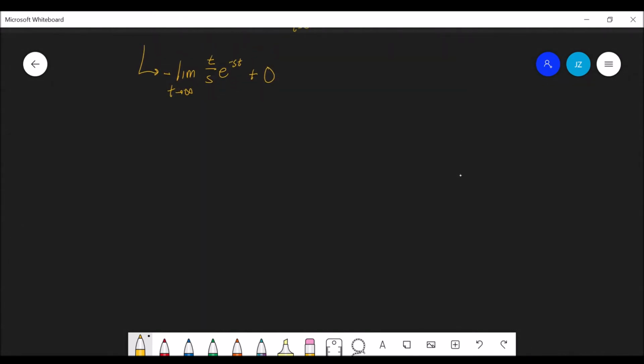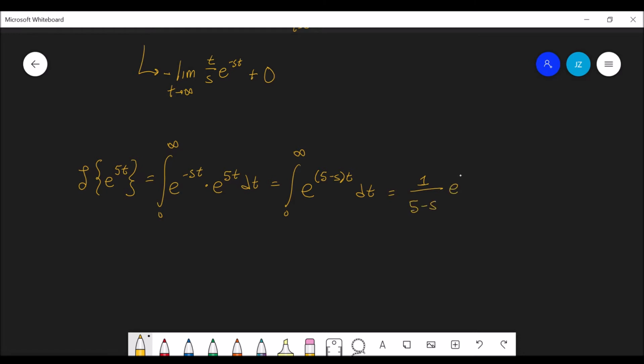Let's look at now the Laplace transform of e to the 5t. So we'll have the integral from 0 to infinity, e to the negative st times e to the 5t dt. So it's 0 to infinity, e to the 5 minus s all times t dt. So it's 1 over 5 minus s e to the 5 minus s t, evaluated from t equals 0 to infinity.